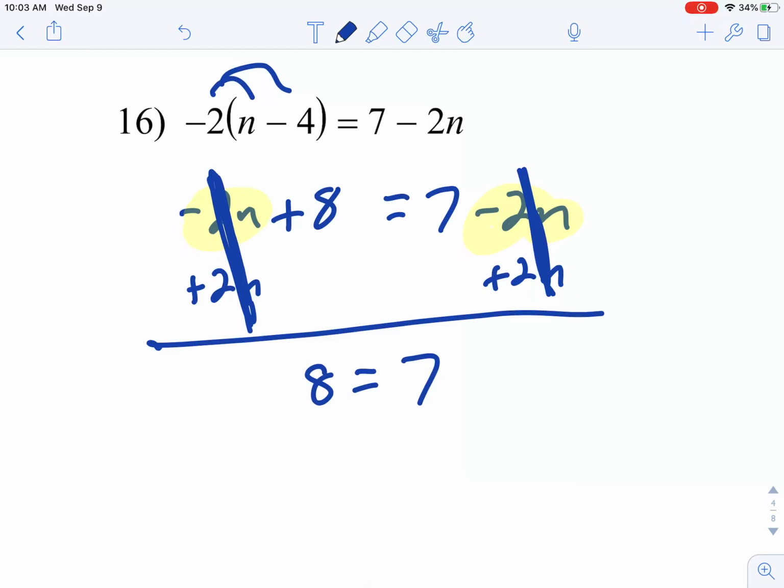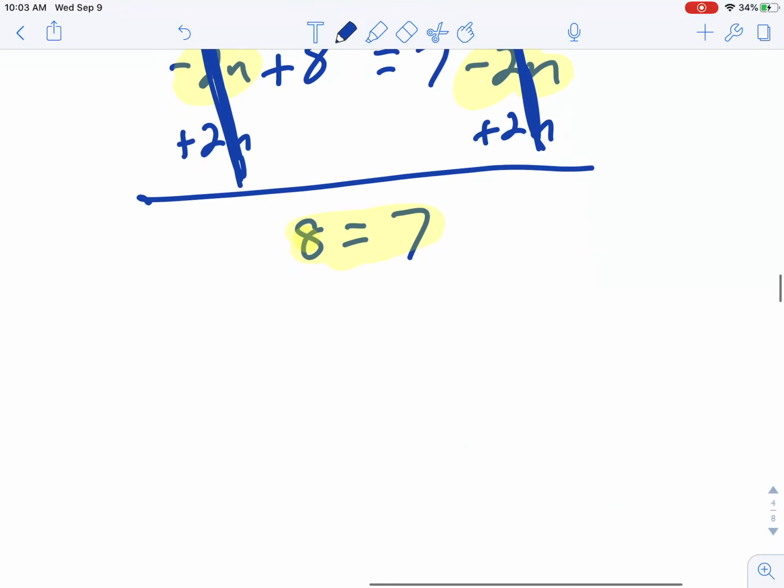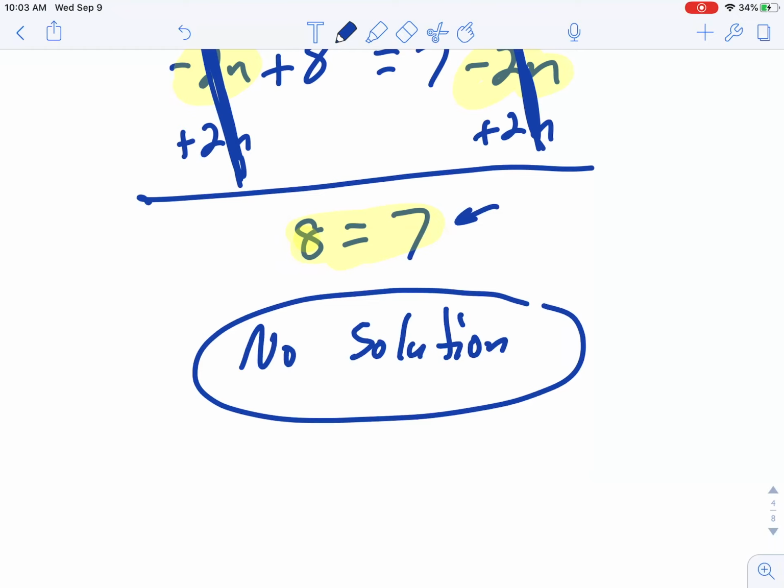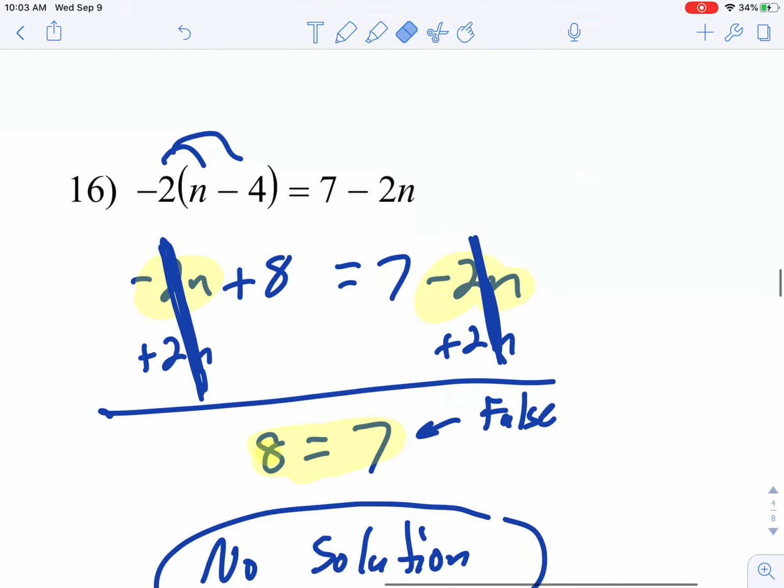Which one is it? Well, you just ask yourself a question. Does 8 equal 7? No, it doesn't. Therefore, this has no solution. If the variable disappears and you end up with a false statement, that means there is no solution. So we could go back to this original equation, plug any number you want in for n, plug every number in for n, and nothing will work.